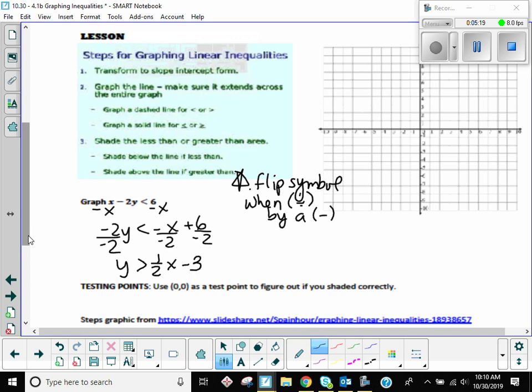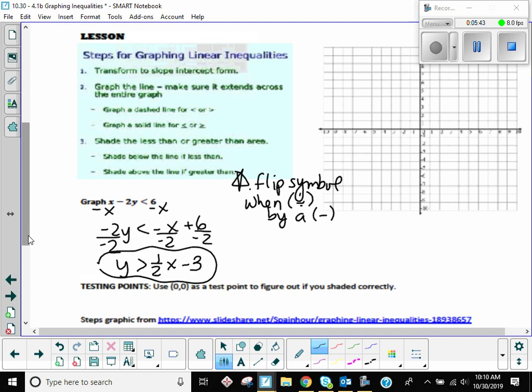Yeah, so let's talk about the shading. So we transform to slope-intercept form. That's this part right here, slope-intercept. That was the first step. Second step, graph the line. Make sure it extends across the entire graph. So you're not graphing a segment, like with a start and a stop. It's a long line. It goes on forever. So you don't want to just start and stop at your points. You want to keep going, and you want to put arrows at the end.